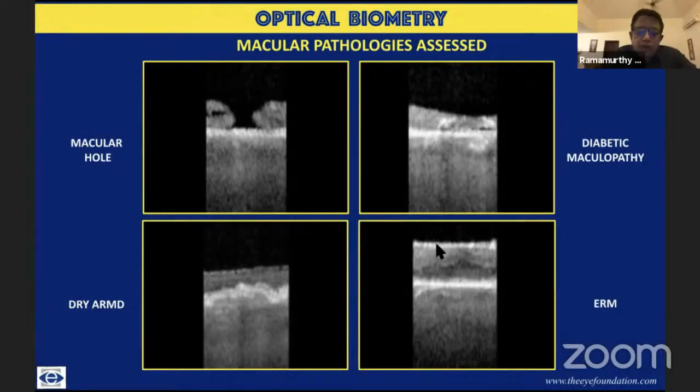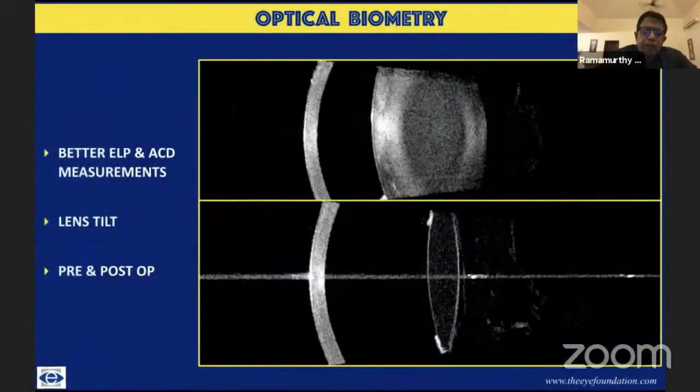Obviously, this is not a replacement for a conventional OCT that our retina colleagues use, but it tells you immediately, this warns you that something is wrong with the retina, and maybe a retinal consult is extremely important before going ahead with the surgery in these cases, so as to avoid a suboptimal outcome in the postoperative period.